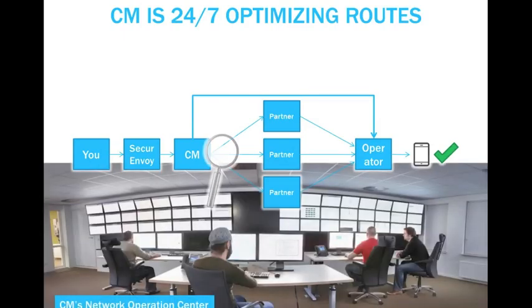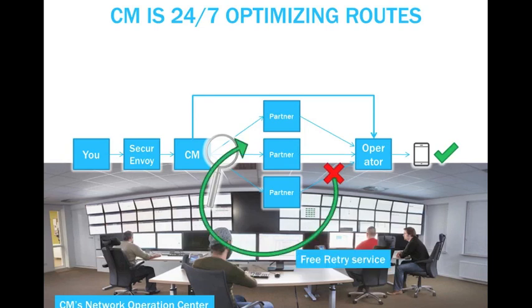We are located here in the Netherlands, in Breda, and we have an entire team dedicated to operating and managing our network. So they constantly monitor all the different routes to all the operators we have. Say at a certain point in time one partner fails to deliver to the operator, we offer a free retry service, meaning that we will take that message and put it again through the system using another partner, so it will get delivered. At the same time, that partner will get a penalty, so we will not use it to deliver messages.